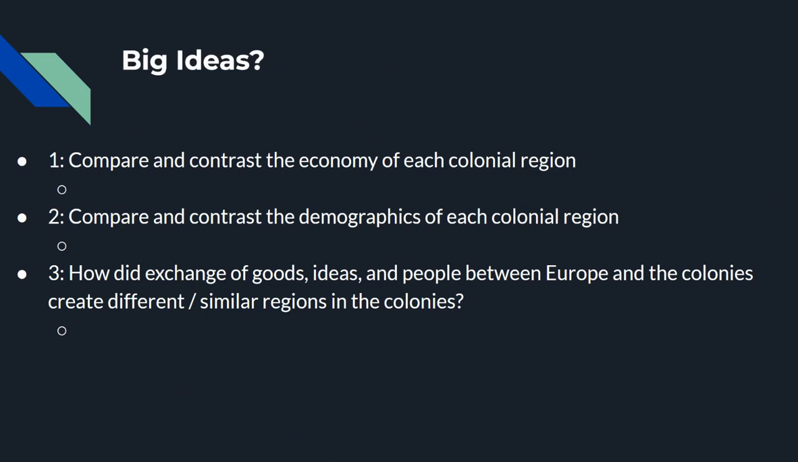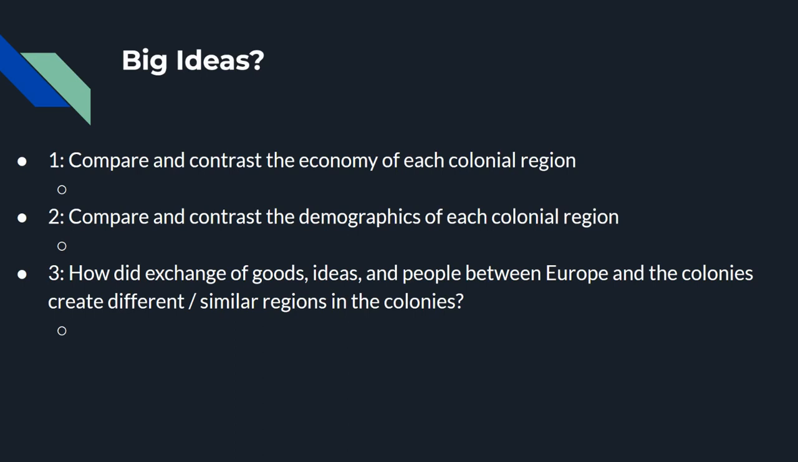So that is it for our notes on the regions of British colonies. Make sure you're able to answer these big idea questions. Number one, compare and contrast. So what's similar and what's different? The economy of each colonial region. Number two, compare and contrast the demographics of each colonial region. And by demographics, think about the people who lived there, their religions, their makeup, slavery, immigration, that kind of stuff.